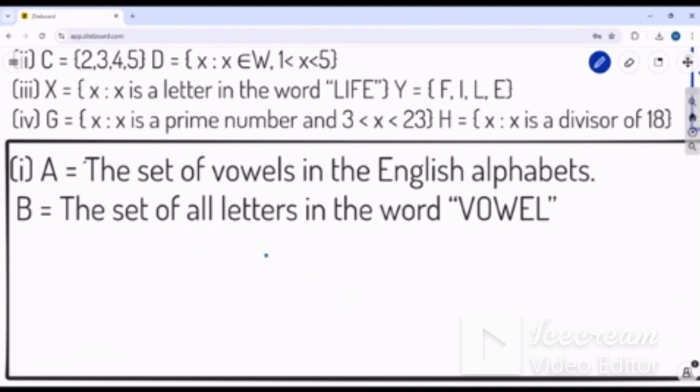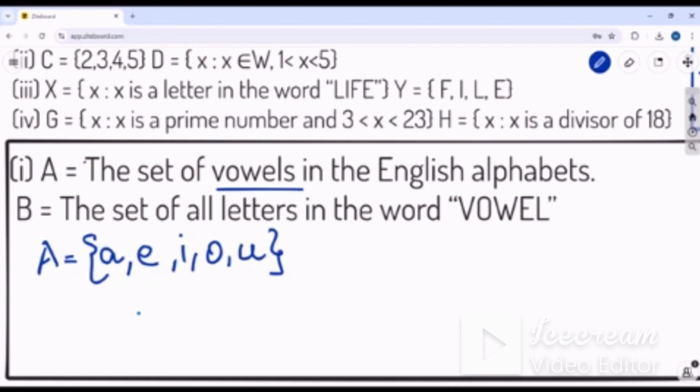First question. Set of vowels in English alphabets. So let us write our set A, which is defined as A, E, I, O and U. Then we have to write n of A, which means the number of elements in the set A, which is 1, 2, 3, 4, 5.